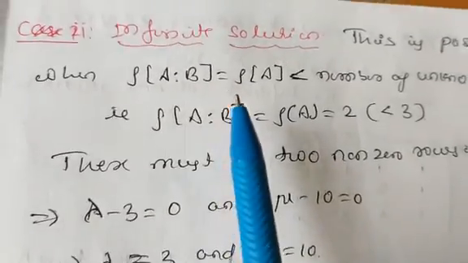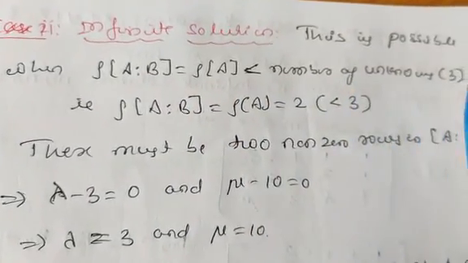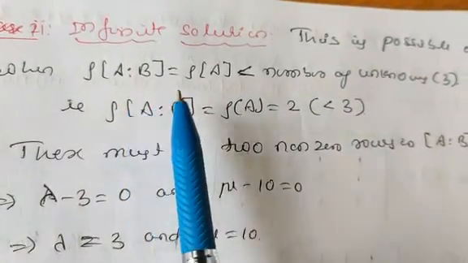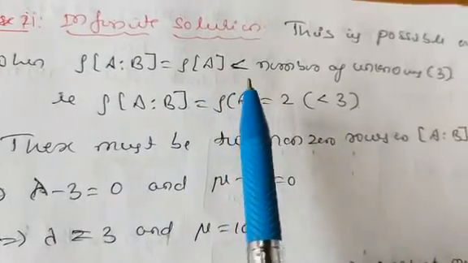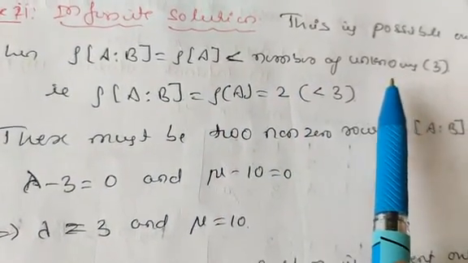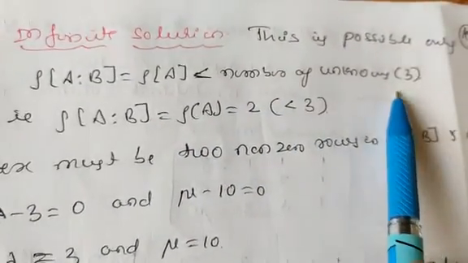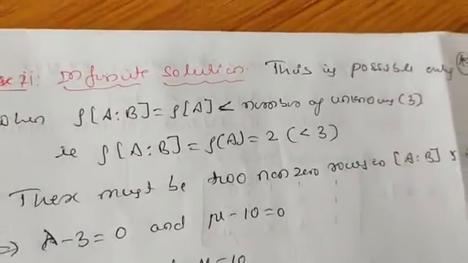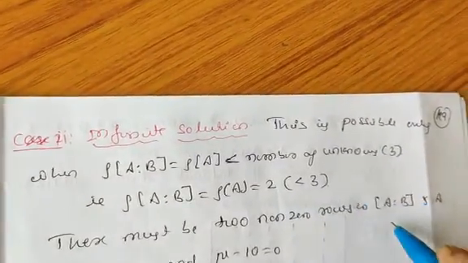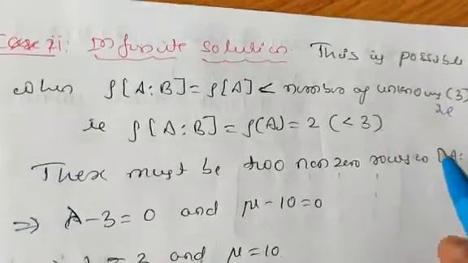The second case is infinite solutions. This is possible only when rank of AB is equal to rank of A, which is less than the number of unknowns. The number of unknowns here is 3, so it is less than 3, the number of unknowns.